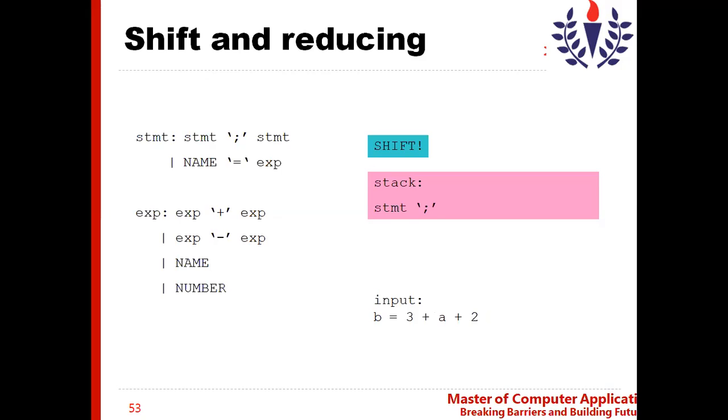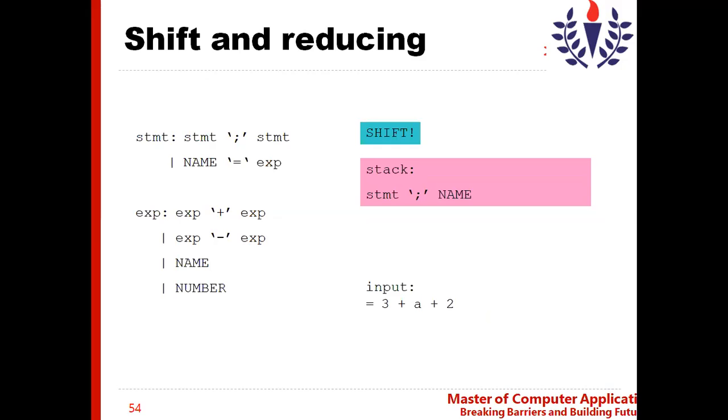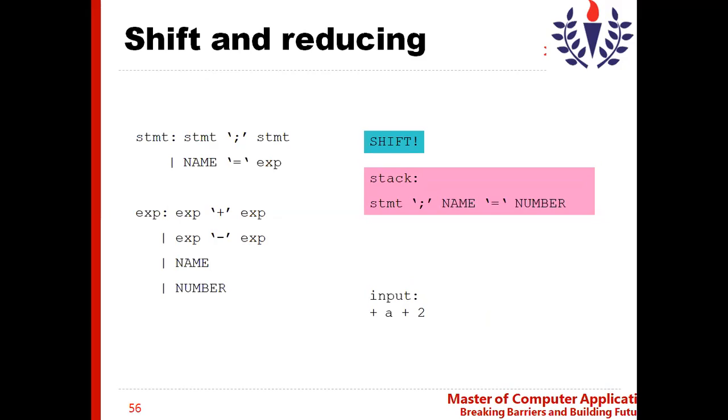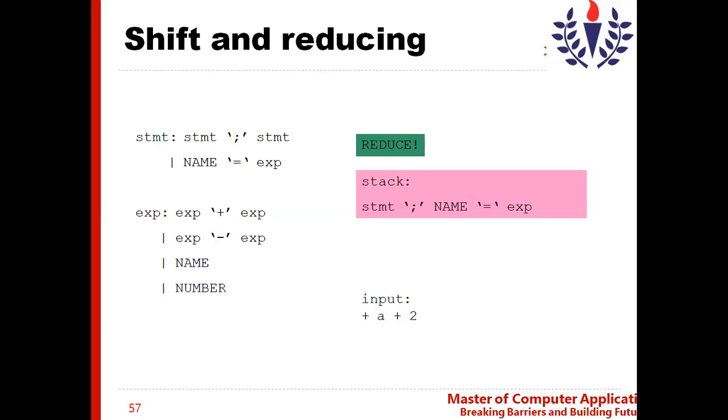The next input is B. So B is a name. So we have the name that is shifted into the stack. The next input is equal to. The next input is 3. 3 is a number. So the number matches with the second grammar, so the RHS will be replaced by LHS. So the reduce happens so that we get EXP.